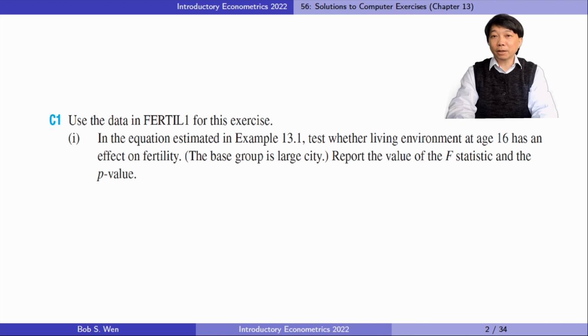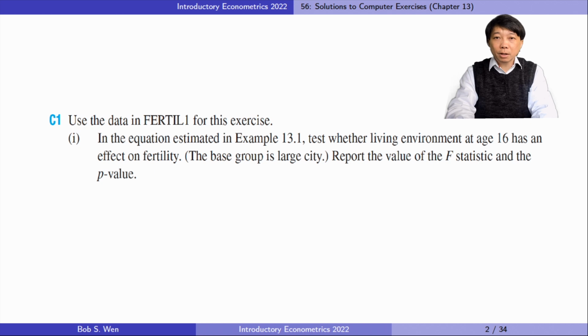In the first computer exercise, we estimate a model explaining the total number of children born to a woman. In part 1, we test whether the living environment at age 16 affects fertility. The base group is the large city. The dummy variables for small cities, towns, rural areas, and farms represent the other living environments.